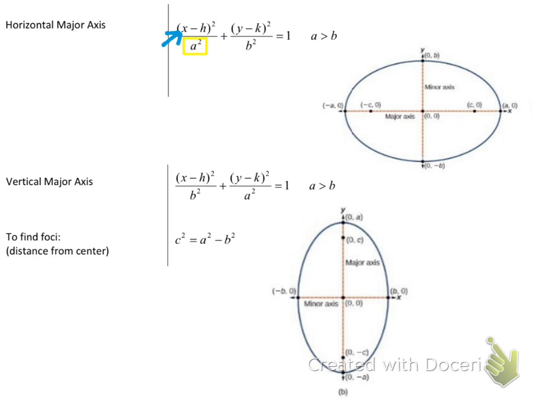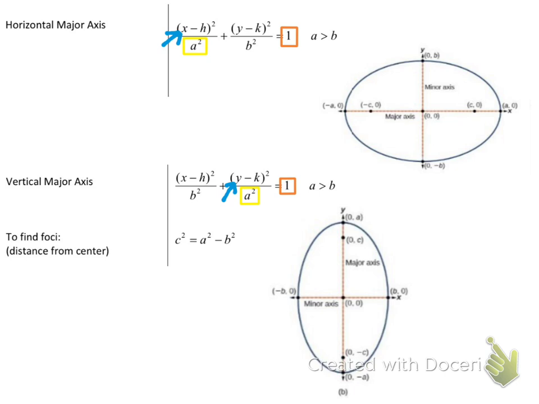Whereas if I take a look at this one down here, my vertical major, I'm still going to look for the bigger denominator. Well, the bigger denominator in this case is underneath the y. That means that the y is the major. So we're stretching vertically this time. Okay, so we have a squared and b squared. Do keep in mind that everybody is squared here. The big major difference as far as I'm concerned when it comes to circles and ellipses is that you want this equal to 1. You don't want this equal to anything other than 1 to get it in form.